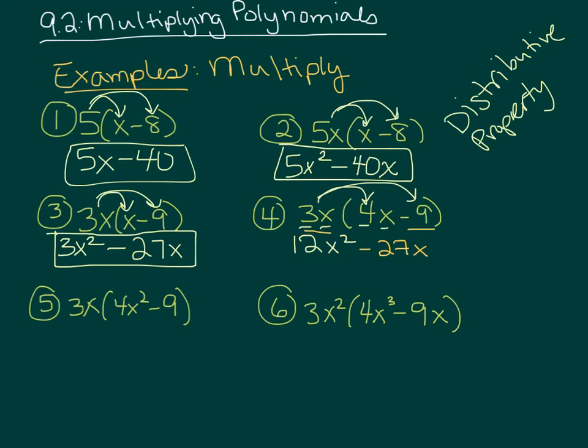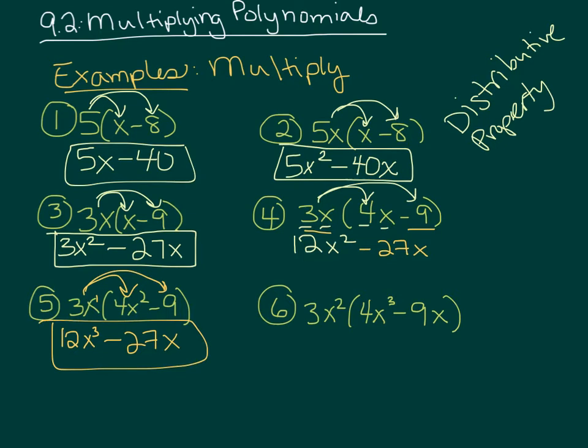So for the last two problems, we are going to distribute the 3x to the 4x squared and the 3x to the minus 9. 3x times 4x squared gives us 12. X times x squared is x to the third. If you want, you can put a 1 in with that x, just to show yourself that you're adding your exponents. Then we get minus 27x. And that's my answer for that one.